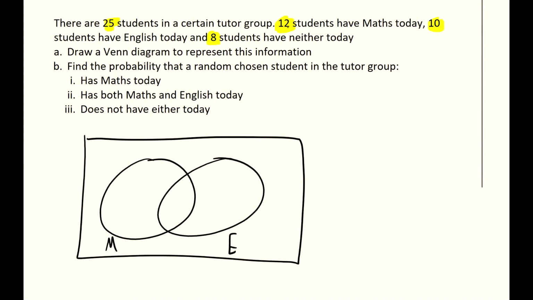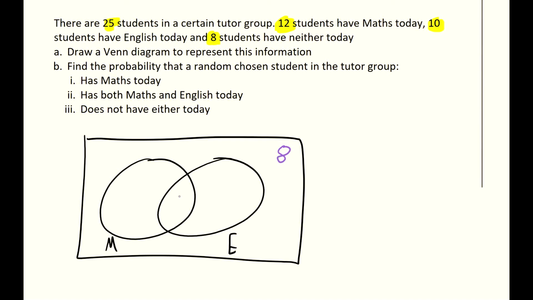We know that the total is 25. We know that 12 students have maths and 10 students have English. However, we can't do this because some of those people will have both maths and English. All we know right now is that everyone in this circle, so this part and this part, will add to 12, and the same thing for English. The only thing we can put in right now is the fact that 8 students have neither today, and that means they must go outside my Venn diagram.